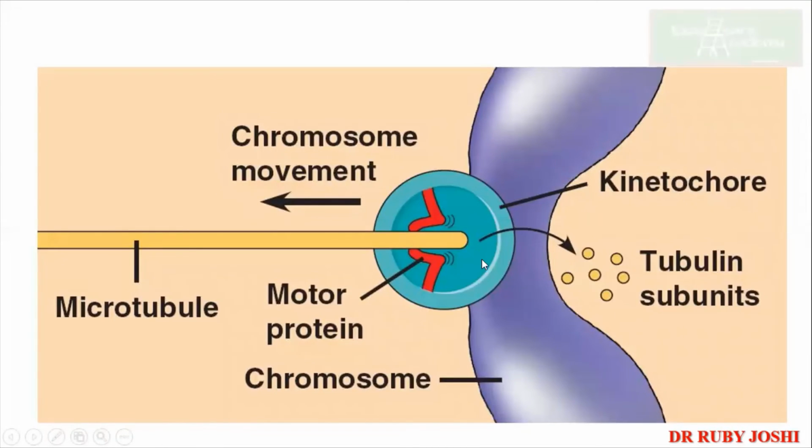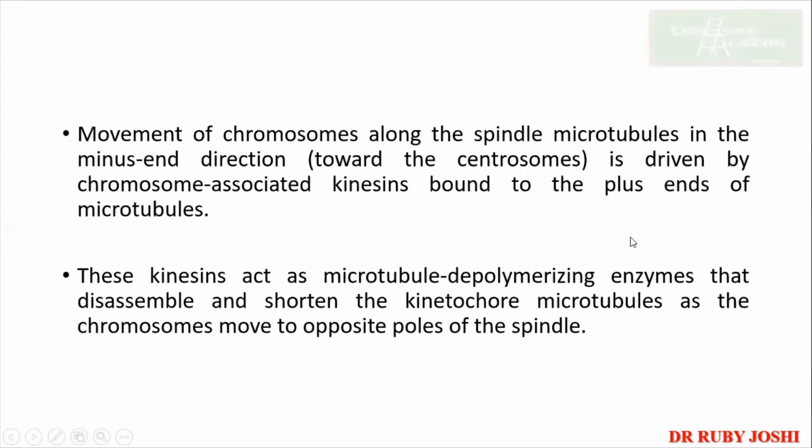So again, the protein complex, motor proteins are there, which is bringing your chromosome in this direction. And पीछे से tubulin molecules, the microtubules is getting depolymerized. Okay, now, movement of chromosomes along the spindle microtubules in the minus end direction is driven by the chromosome associated kinesins bound to the plus ends of the microtubules. So these kinesins, they act as microtubule depolymerizing enzymes as well, and that they disassemble and shorten the kinetochore microtubules as a chromosome moves to the opposite poles of the spindle.